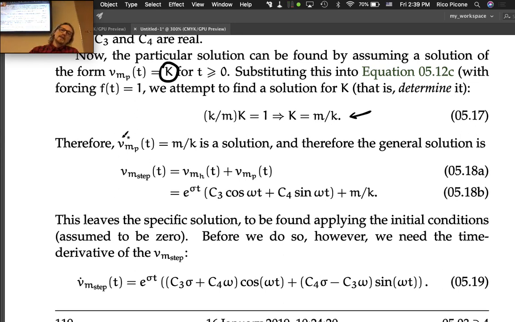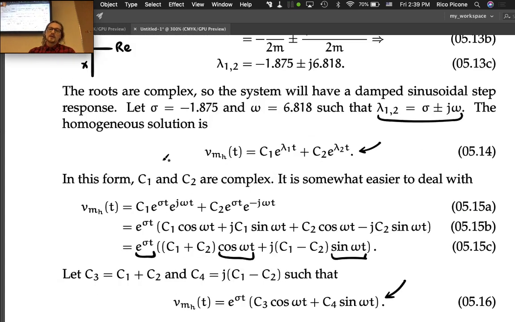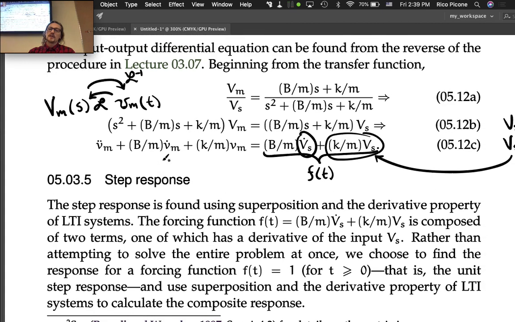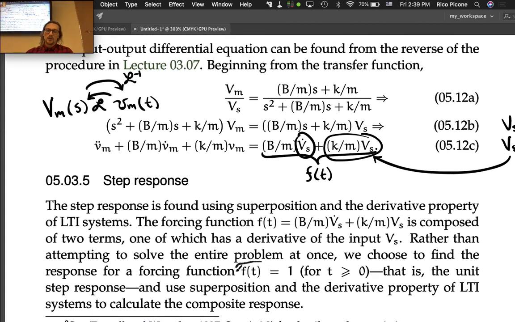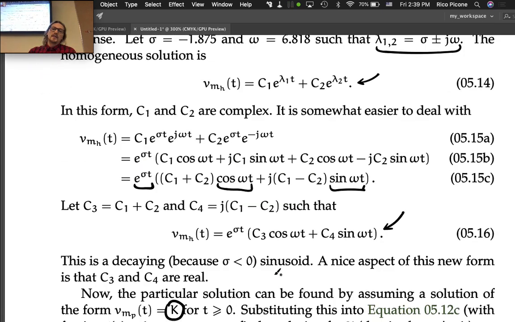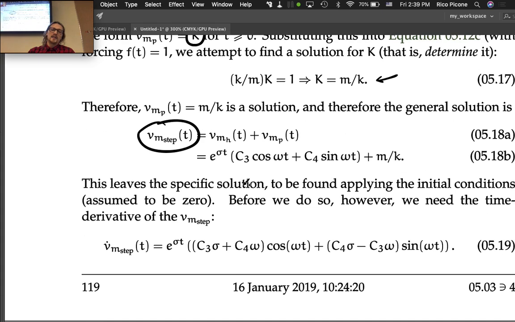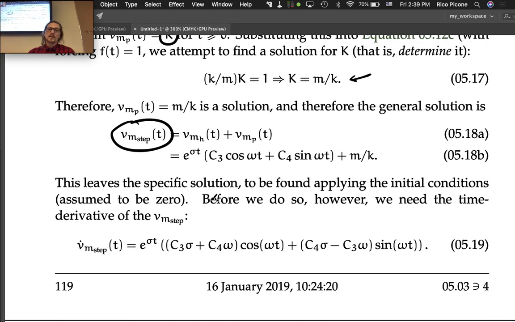So notice I'm calling this VM step, because this is not the solution to the entire differential equation, right? I'm just finding the solution where f of t is set equal to 1. So I'm calling that solution VM step. And in order to plug this in to find the general solution, my coefficients C3 and C4, from my homogeneous solution, I need to take the time derivative because it shows up in the differential equation.